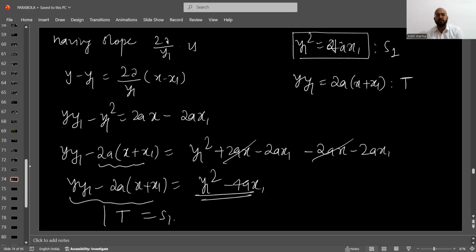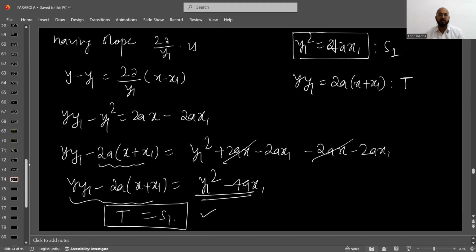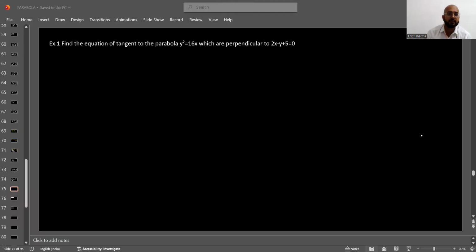So T is equal to S1 is nothing but the locus of midpoint of chords. You could say the equation of the chord whose midpoint is this, or you could say the locus of midpoint of chord. Anything, whatever comes to your mind. I think we can say this. So we have found now the locus of midpoint of chords.